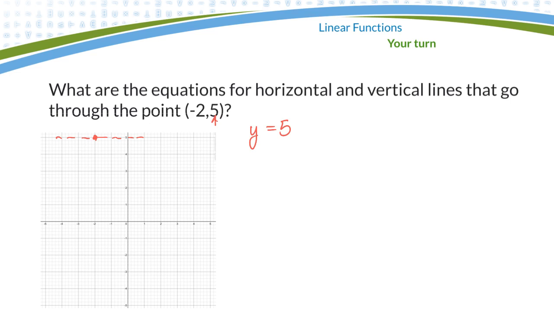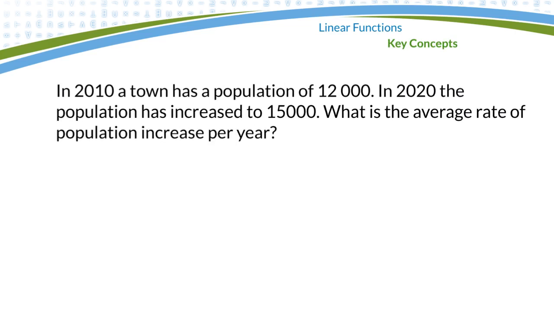And the vertical line that goes through that same point right there is going to be x is equal to, and it's always over -2.